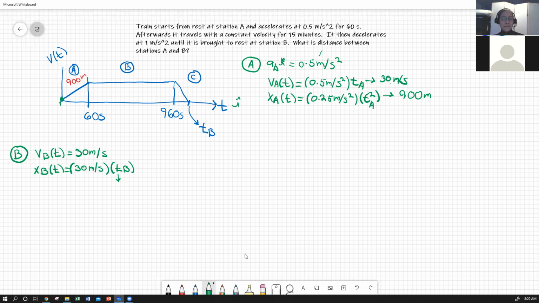Henry had done it before, 900 seconds. 60 to 960. 15 minutes. I think it's going to be like 30 multiplied by 900, right? Yep. 27,000. Yep. So that's x_B at 900 seconds.